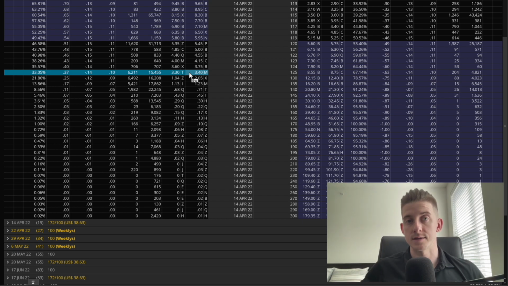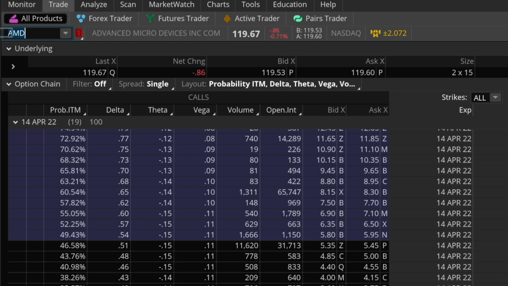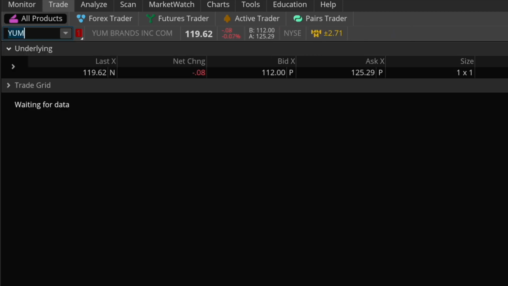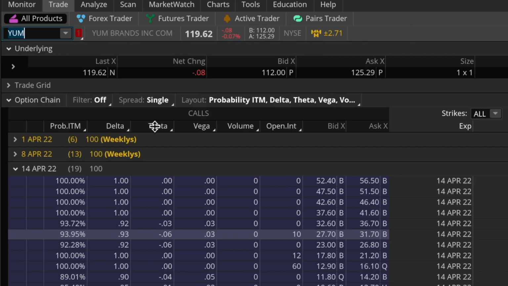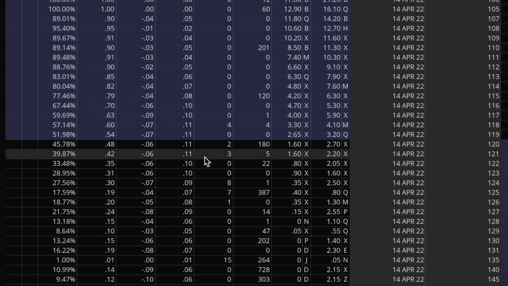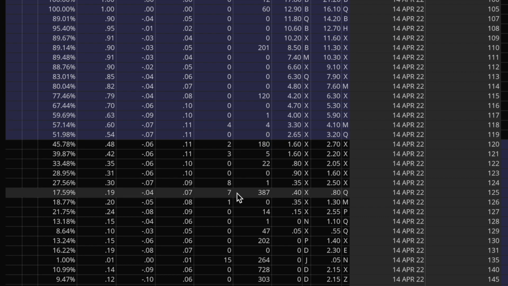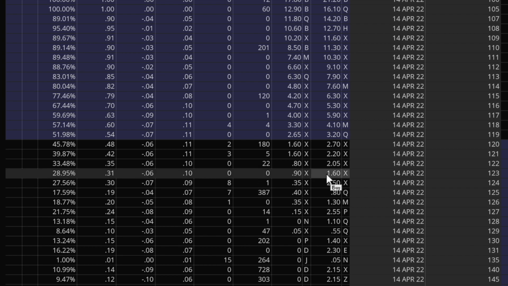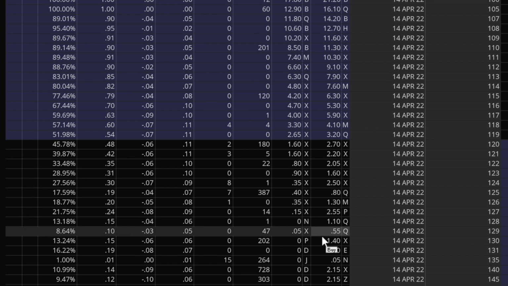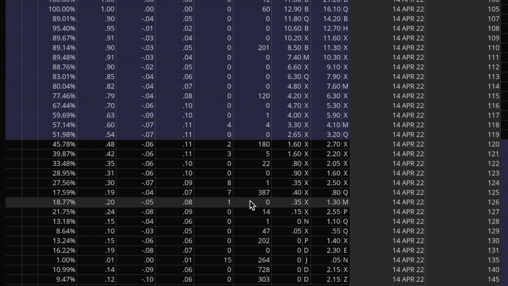For example, by comparison, let's go to YUM. This is Yum Brands, and it's basically the exact same price as AMD, but take a look at the volume and open interest on these call options. There's basically no trading activity happening here whatsoever. As a result, now take a look at the bid-ask prices. They're all super, super wide. So for example, with this option here, this is the 126 strike call option.